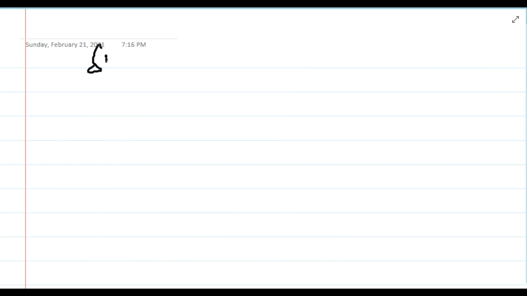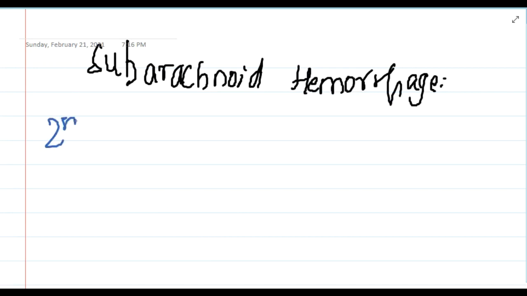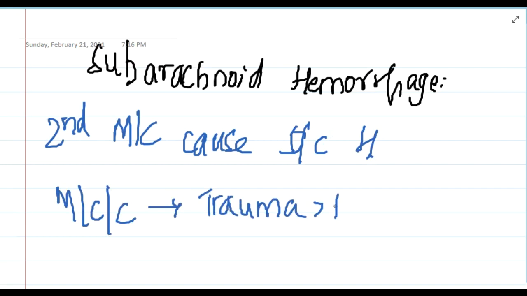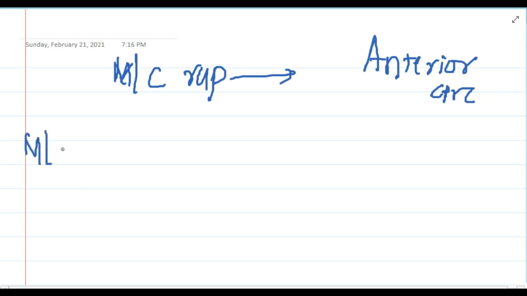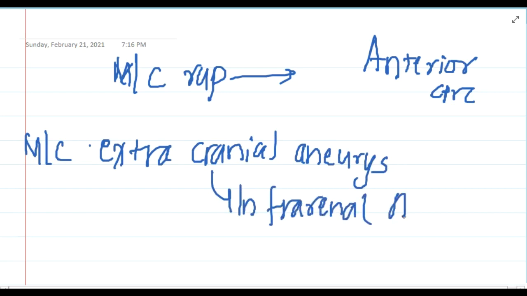Then we have the second most common cause of intracranial hemorrhage, which is subarachnoid hemorrhage. The most common cause of subarachnoid hemorrhage is trauma, followed by rupture of berry aneurysm. If you were asked the most common site of rupture of berry aneurysm, it is the anterior circulation. And the most common site of rupture of extracranial aneurysm is the infrarenal abdominal aorta.